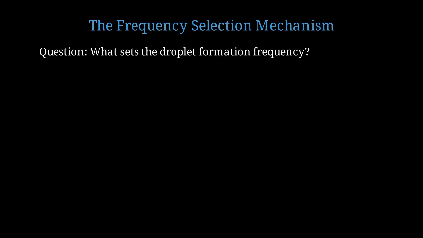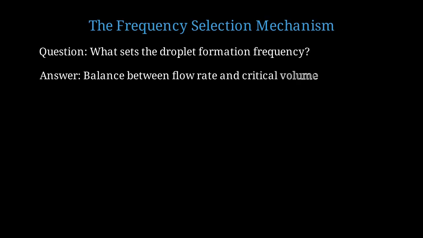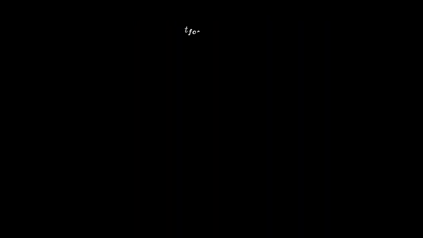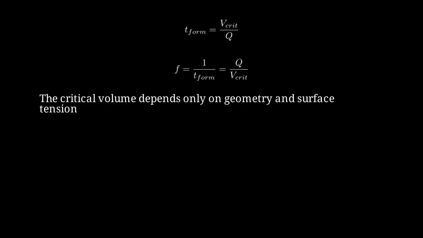Let's examine more carefully how the frequency gets selected. Here's a question for you. What exactly sets the droplet formation frequency? Why is it so regular? The answer is a balance between the incoming flow rate and the critical volume at which a droplet must attach. The formation time T_form equals the critical volume V_crit divided by the flow rate Q. Therefore, the frequency f equals 1 over T_form, which equals Q over V_crit. This is deterministic. The critical volume depends only on the device geometry and surface tension, both of which are fixed.